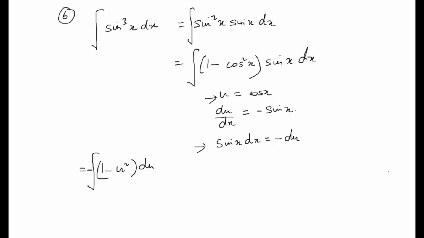Okay, this is now a pretty simple integration. So it's going to be negative 1 integrates to become u, and u squared integrates to become u cubed by 3 plus c. And then we replace the u with cos x. So negative cos x plus cos cubed x by 3 plus c.